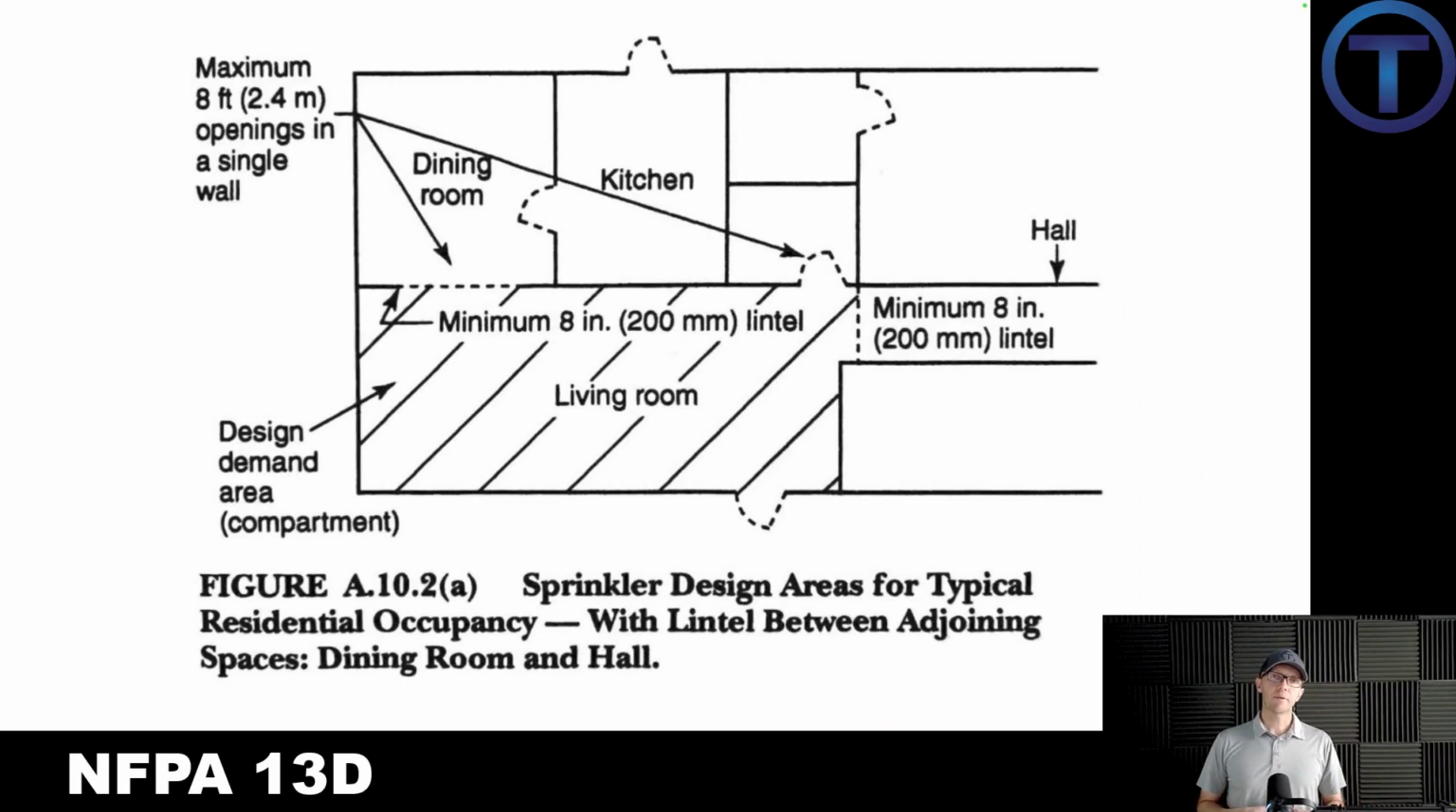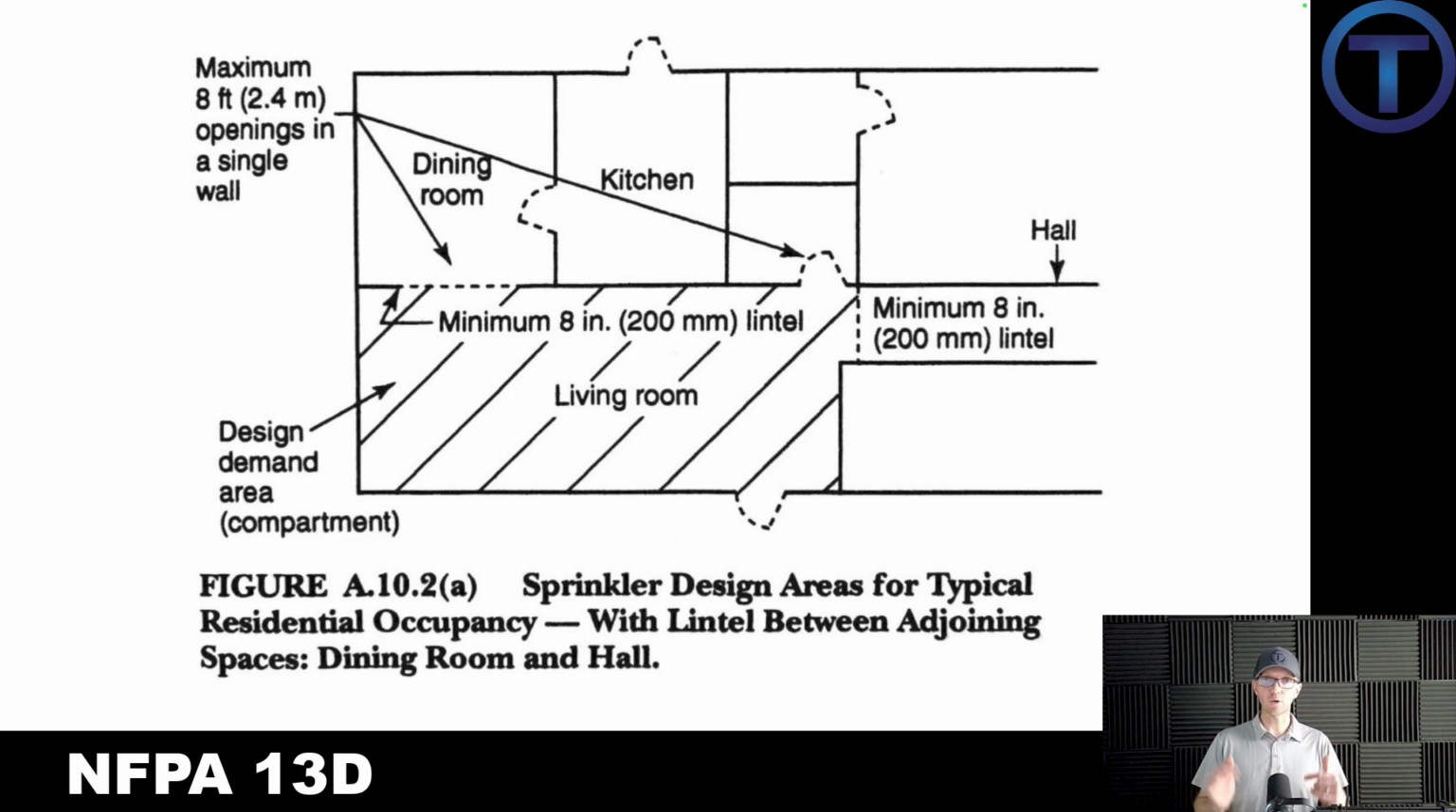Let's have a look at a couple of diagrams. These are in the appendix 10.2. And they give us a floor plan with different arrangements of ceilings or walls that create different compartments. Have a look at this floor plan. We have a dining room and a kitchen. The dining room opens into a living room, and then there's a hallway that goes off to the left. Notice it says that these openings have a maximum 8 foot in a single wall. They have lintel into the hall. That means the ceiling actually dropped down. And when you have lintel, that creates this compartment of the living room.